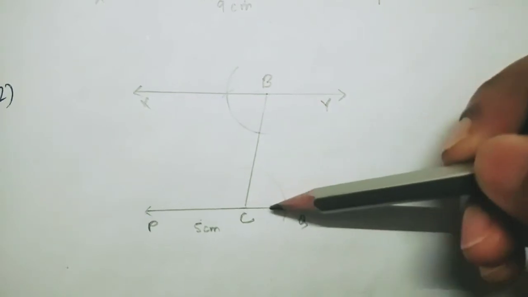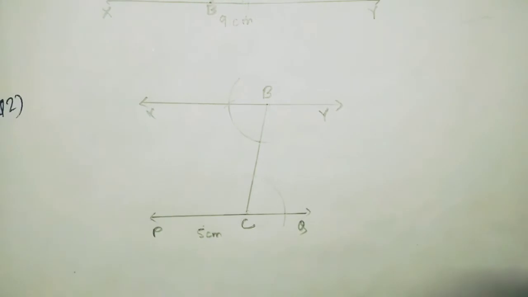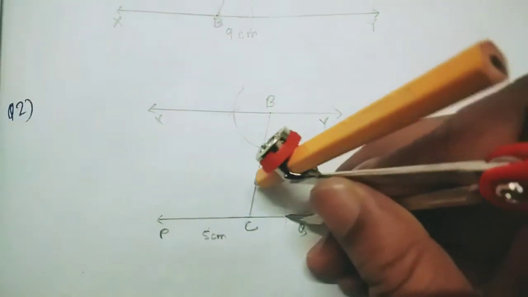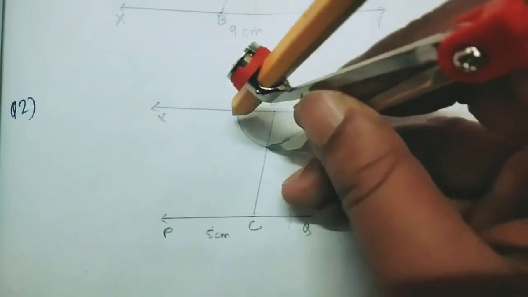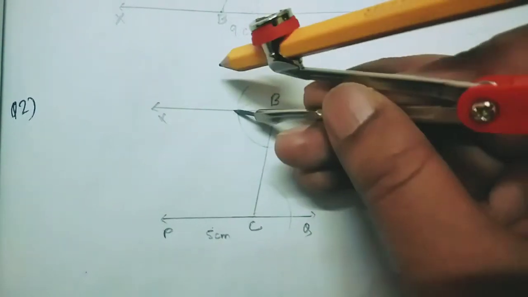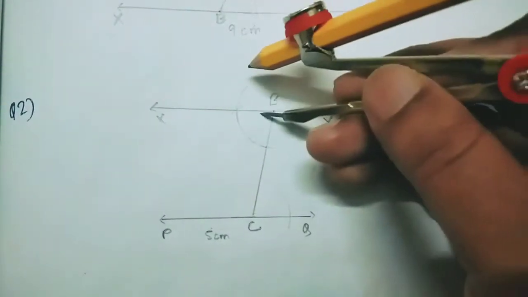How to cut this arc? From here measure this arc. What is the measurement of this arc? From here take this, like this. From this point cut this arc like this. Now after cutting this arc, draw one line passing through this point and this point. Understood? Then you will get this parallel line.